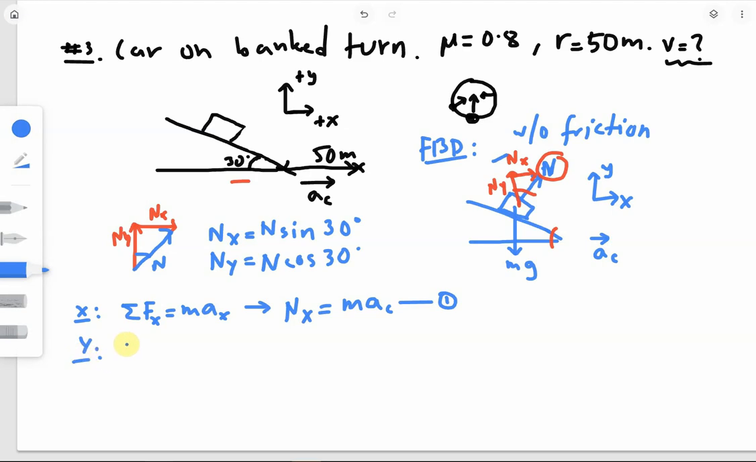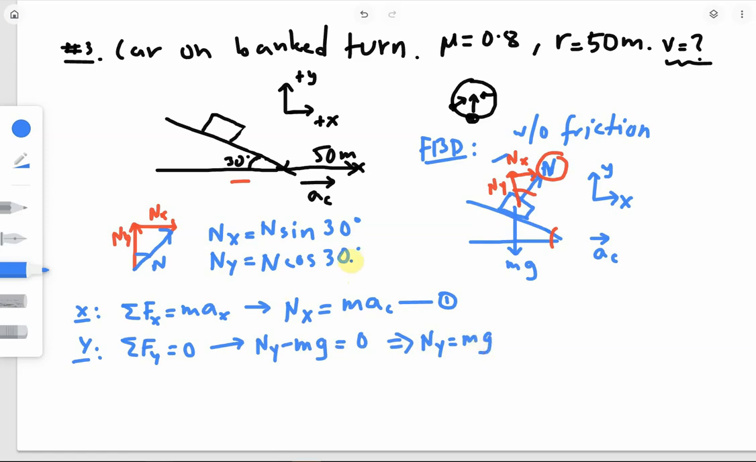In the y direction, what do we have? In the y direction, summation of fy is equal to 0. Since there is no acceleration in the y direction, the car is not bobbing perpendicular or up and down the vertical. So the acceleration in the y direction is 0, which leads to, what are the forces in the y direction? We have ny and we have mg. Ny is in the positive y direction, while mg is in the negative y direction. So the summation becomes ny minus mg equal to 0, right? This leads to ny equal to mg.